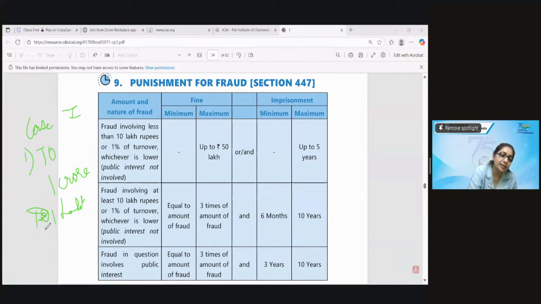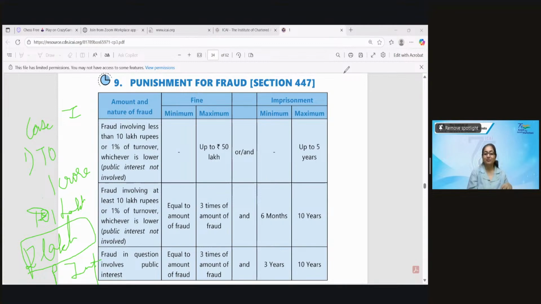Now, case 1 is, if the fraud is 2 lakh rupees and it involves public interest, what will be the penalty under 447? Raise your hands and answer me. Very good, Sham. Yes.